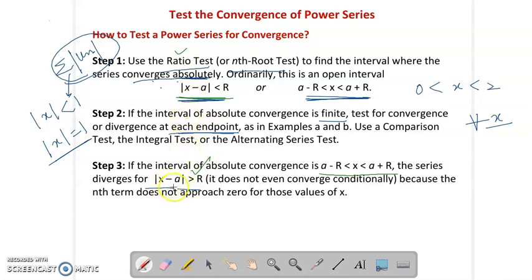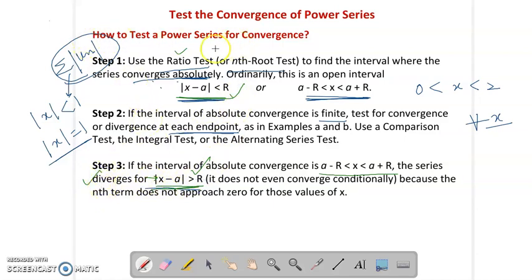It also means that whenever mod of x minus a is greater than r, any nth term of the series will have x minus a raised to the power n. So as n increases, mod of x minus a to the power n is going to get larger and larger. So you can conclude that the nth term will never approach 0 for these values of x, right? So when you have this as the interval of convergence, you can directly conclude that for mod of x minus a greater than r, the series diverges. This will be the case.